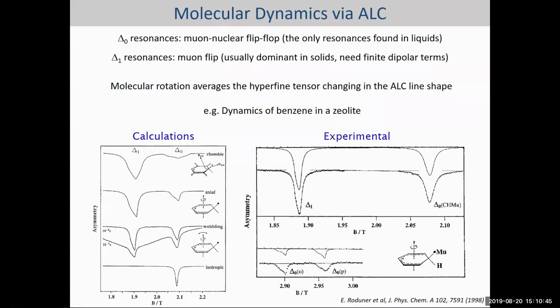And in fact, it's the modulation of these dipolar terms which gives us the link to the molecular dynamics. So molecular rotation, for example, averages the hyperfine tensor, and in particular the dipolar terms, which will change your ALC line shape. So the example of benzene, we've seen this before, the rotation about the different axes produces a different narrowing and change in the line shape.